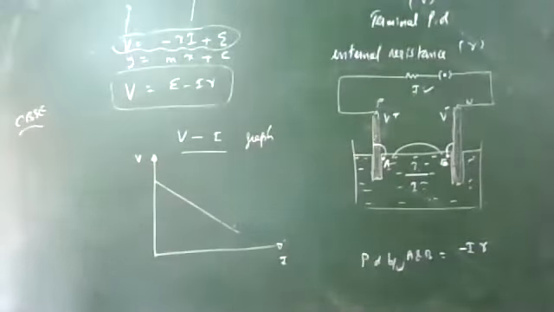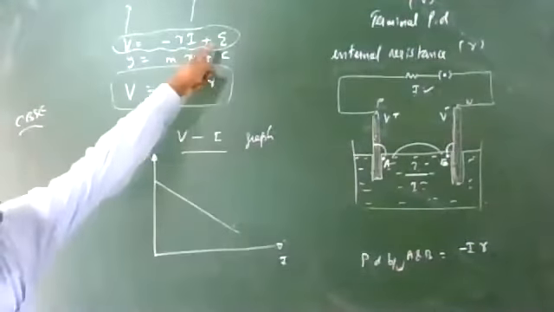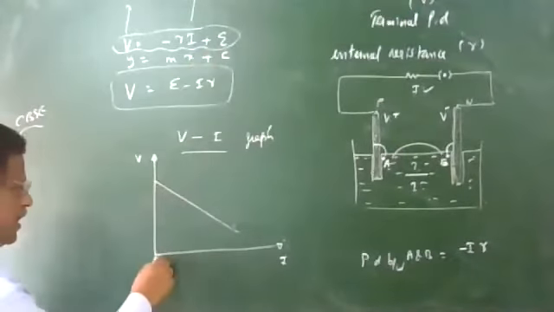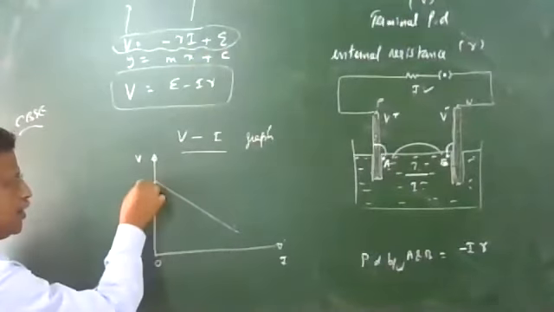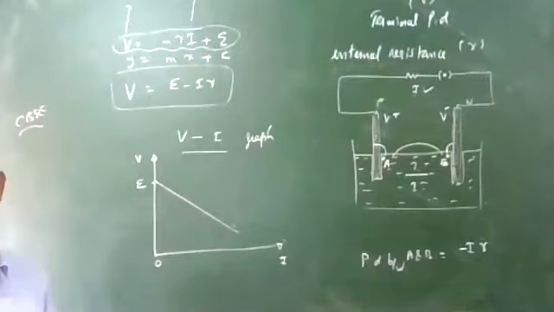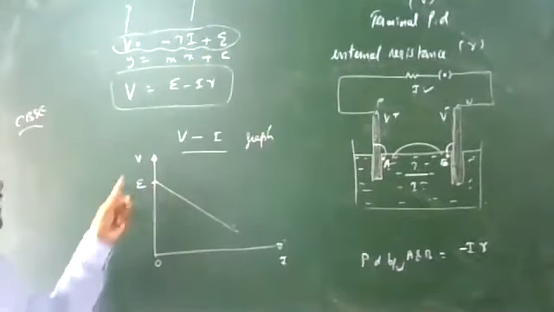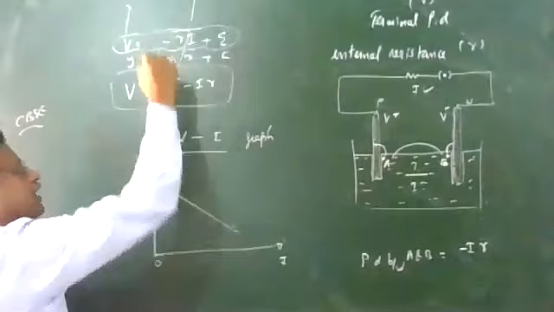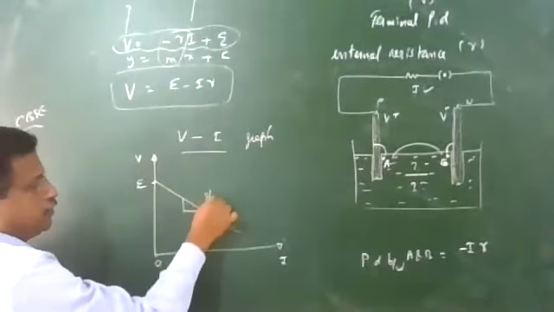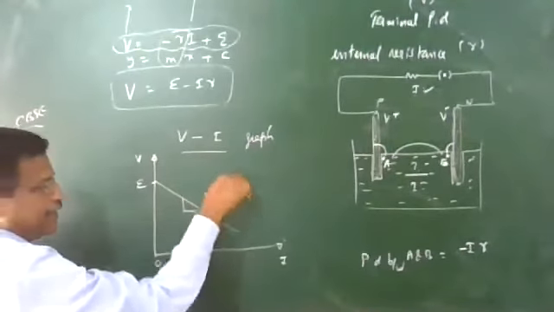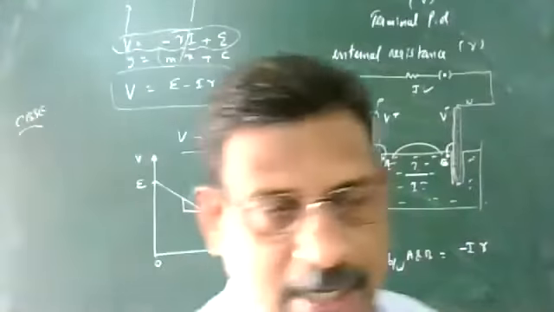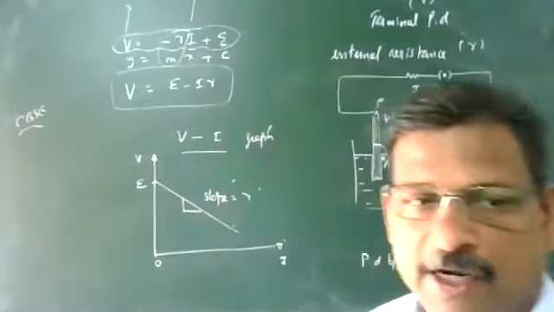So here you go. What is the y-intercept? The y-intercept is epsilon, that means EMF. When current is equal to 0, V is equal to E. When current is 0, potential difference is equal to EMF. And it is having a slope. The slope is negative, and the magnitude of the slope will give you the internal resistance.